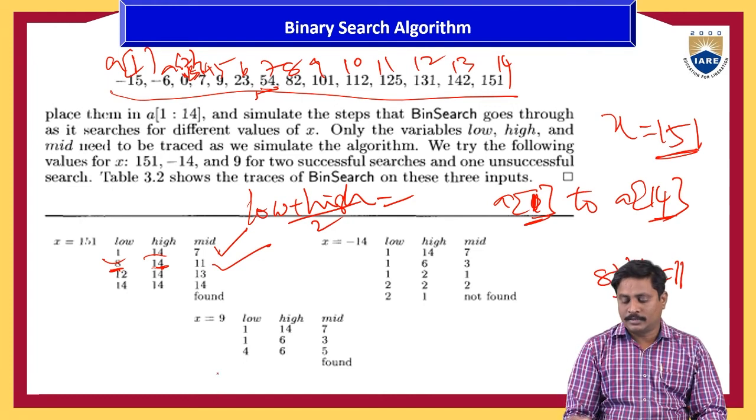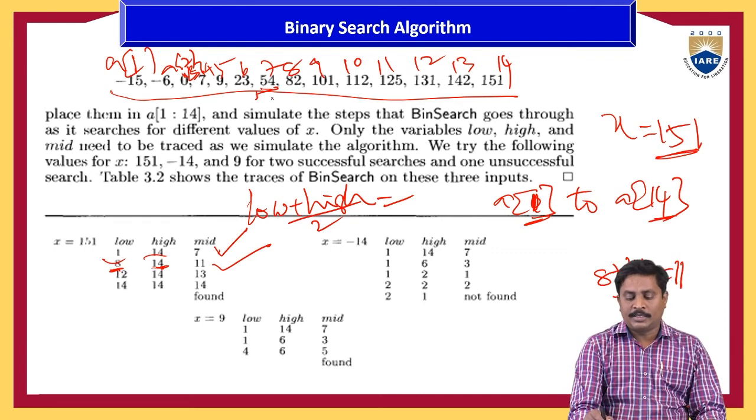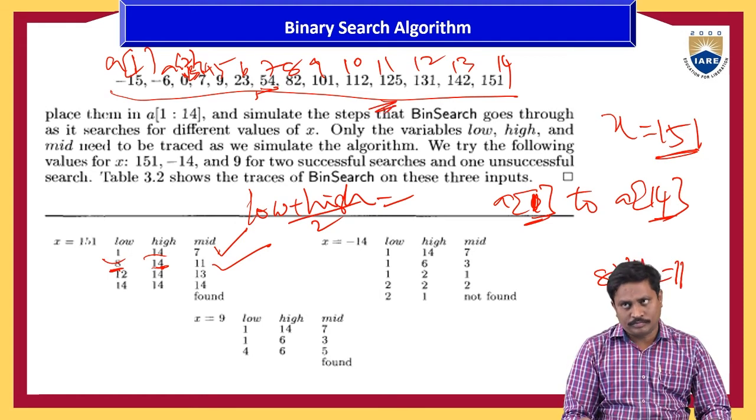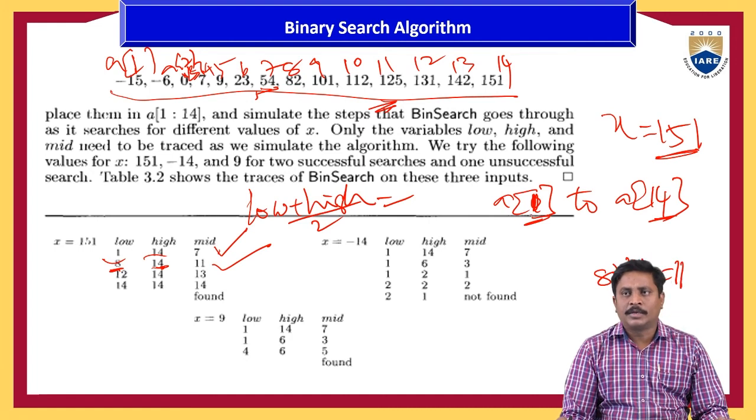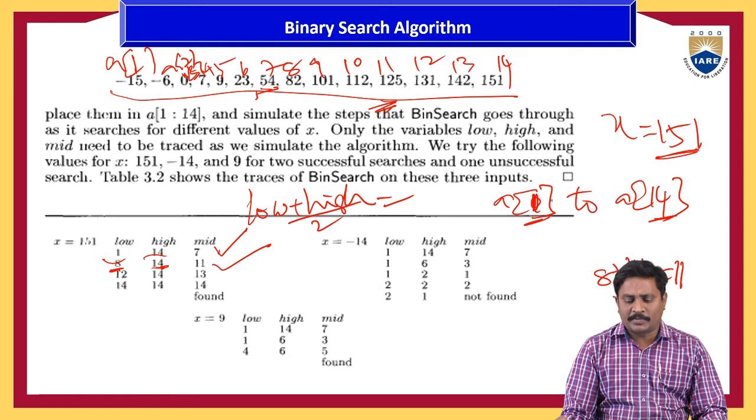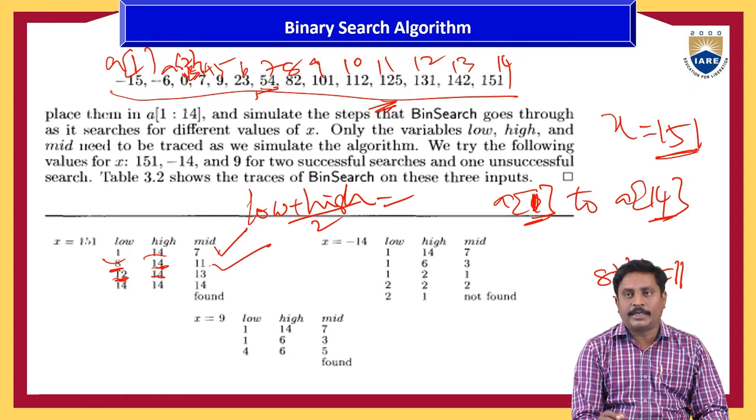So now check if the x value, 151, is equal to A of mid value. A of mid value, the 11th position, is 125. Is 125 equal to 151? No. Now 151 is greater than 125, so we take the right subarray of this mid value. It starts from mid plus 1, so 11 plus 1 is 12, 12 to high value 14.